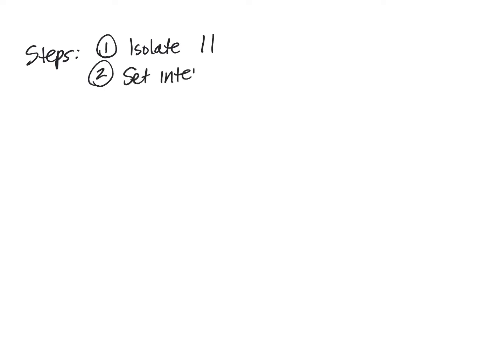So let's look at our steps to solve an absolute value question. The first step that we want to do is to isolate the absolute value, whatever part of the equation that is. We're going to get that by itself. The second thing we want to do is set the interior of those bars equal to the negative and the positive result. The third thing we want to do is then just solve it.